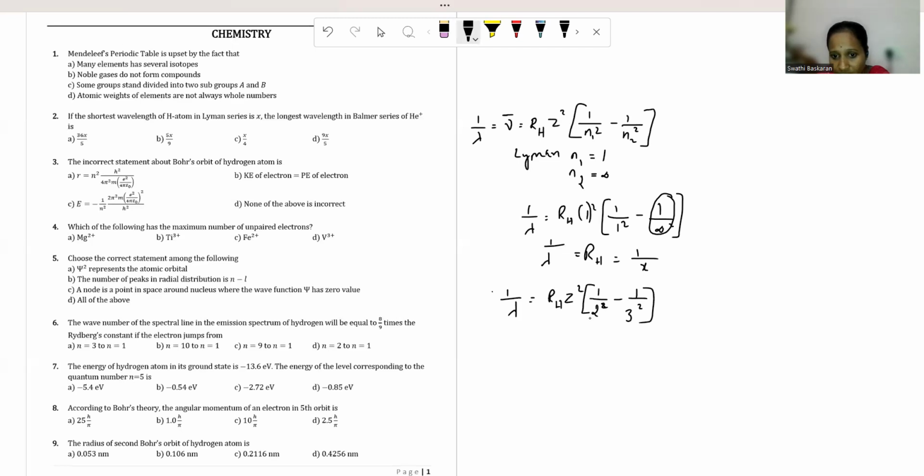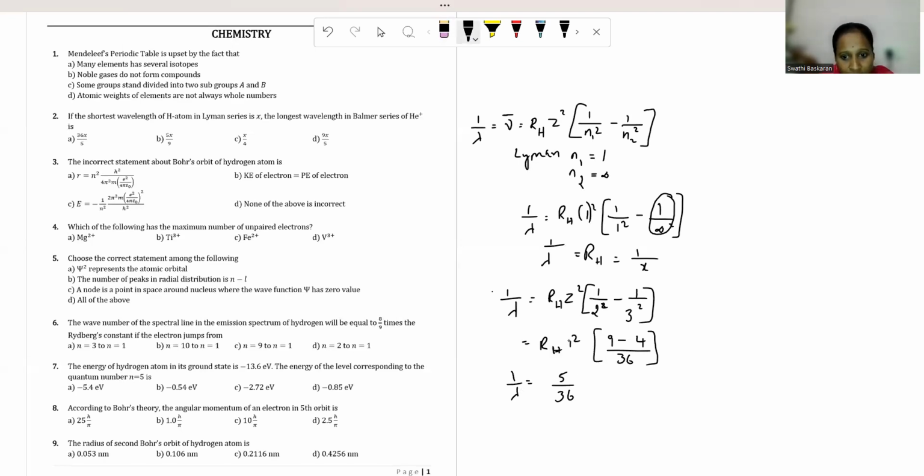Okay. Now on simplification, what do you get? So RH, then this will become 9 minus 4 divided by 36. This value will become equal to 5 by 36. So 1 by lambda is equal to how much?